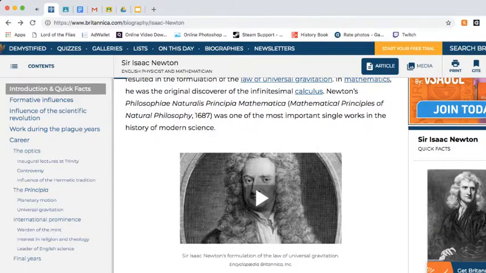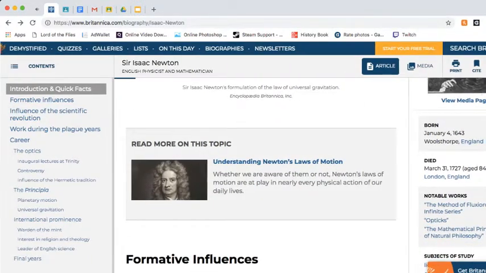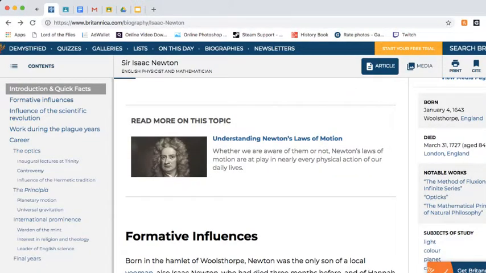Understanding Newton's laws of motion. Whether we are aware of them or not, Newton's laws of motion are at play in nearly every physical action of our daily lives. Formative influences.